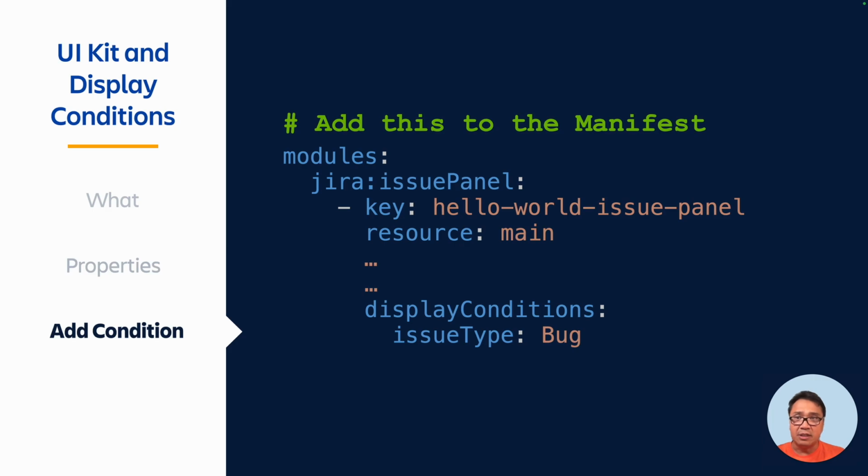To test it out, let's use the issue type as the condition. In our manifest, we're going to add the display condition that checks if the issue type is a bug. This means that the issue panel will only be visible if the issue type is a bug. Okay, let's head over to our editors and let's try it right now.